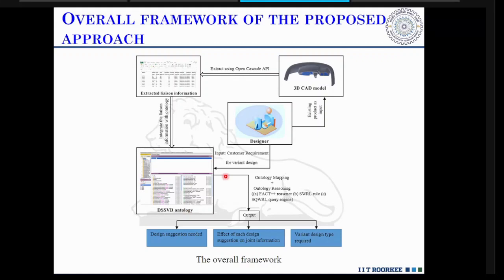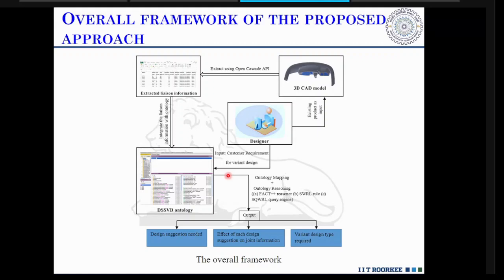Then he has developed a DSSBD ontology. In this DSSBD ontology, he's capturing the customer's information, the customer requirements, and converting those customer requirements into design requirements. So the customer says that I want the power of the engine to be high, or the loading capacity of the vehicle to be high, or the aesthetics of the product to be like this. The variant design addresses most of the customer requirements.